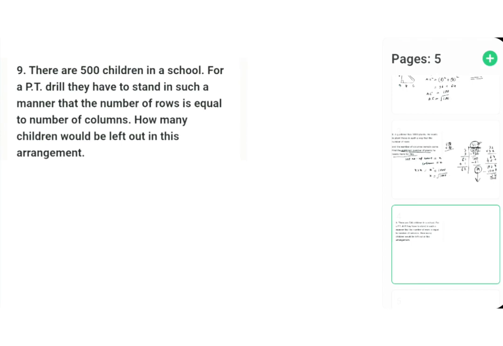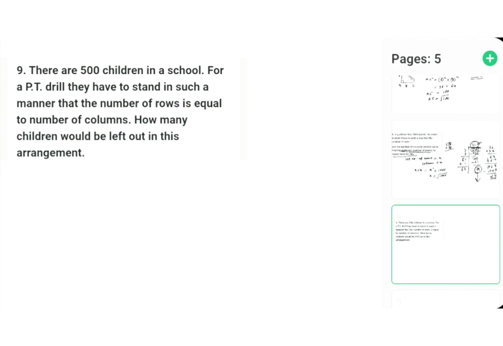I'll take up your 9th question, which says there are 500 children in a school. For a PT drill, they have to stand in such a manner that the number of rows and number of columns are the same. How many children would be left out of this arrangement? See, try to understand the previous question and this question. In your previous question, it was given how many plants should be added, and now it is given how many children are left. So in that case, what will we do?